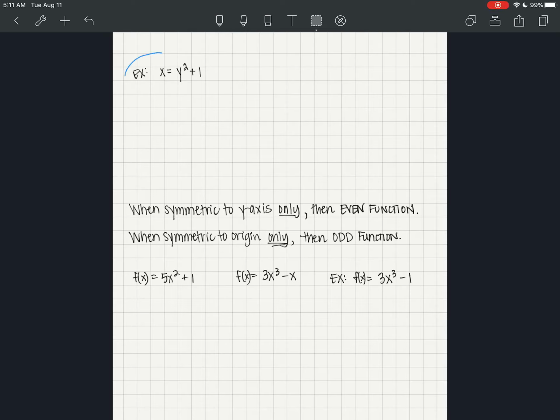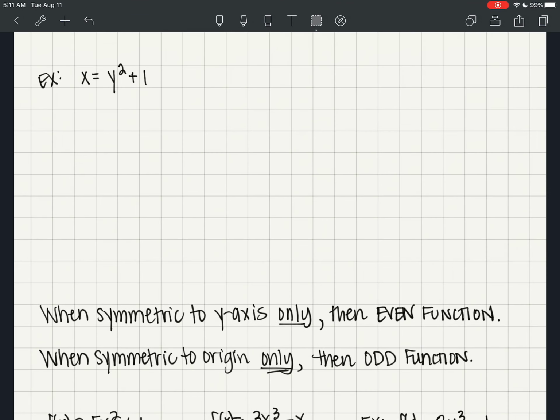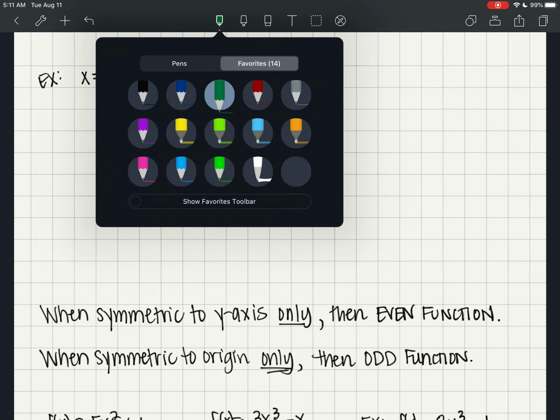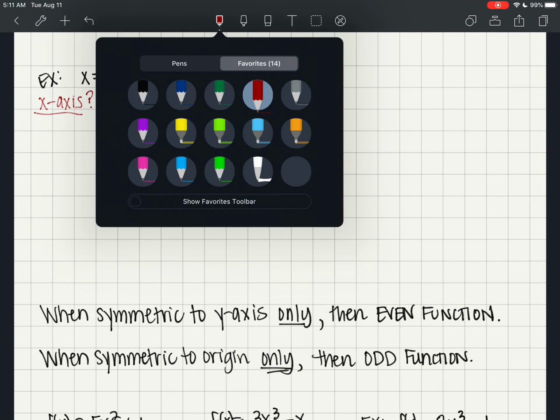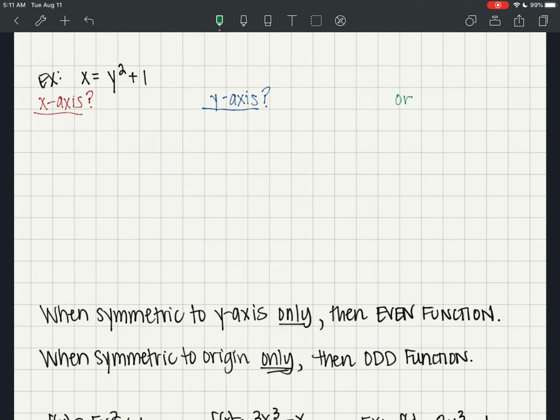Okay, let's try another. Here we have x equals y squared plus 1. We're going to see if it has symmetry with respect, again, to the x-axis. We'll see if it has symmetry with respect to the y-axis. And remember what happened in the last example. We ended up having 3 yeses. So just because we have symmetry with respect to one doesn't mean that we stop checking for the others.